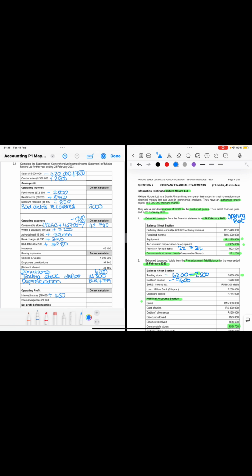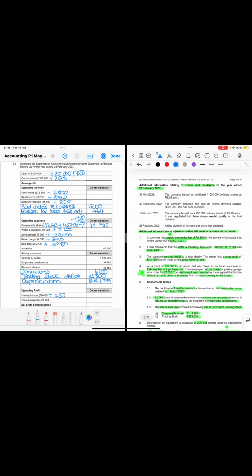So now the difference between the two will be our adjustment. As we can see, our provision for bad debts has decreased, so that makes it provision for bad debts adjustment under income. So that will be the 23,500 minus the 22,736, which will give us 764.